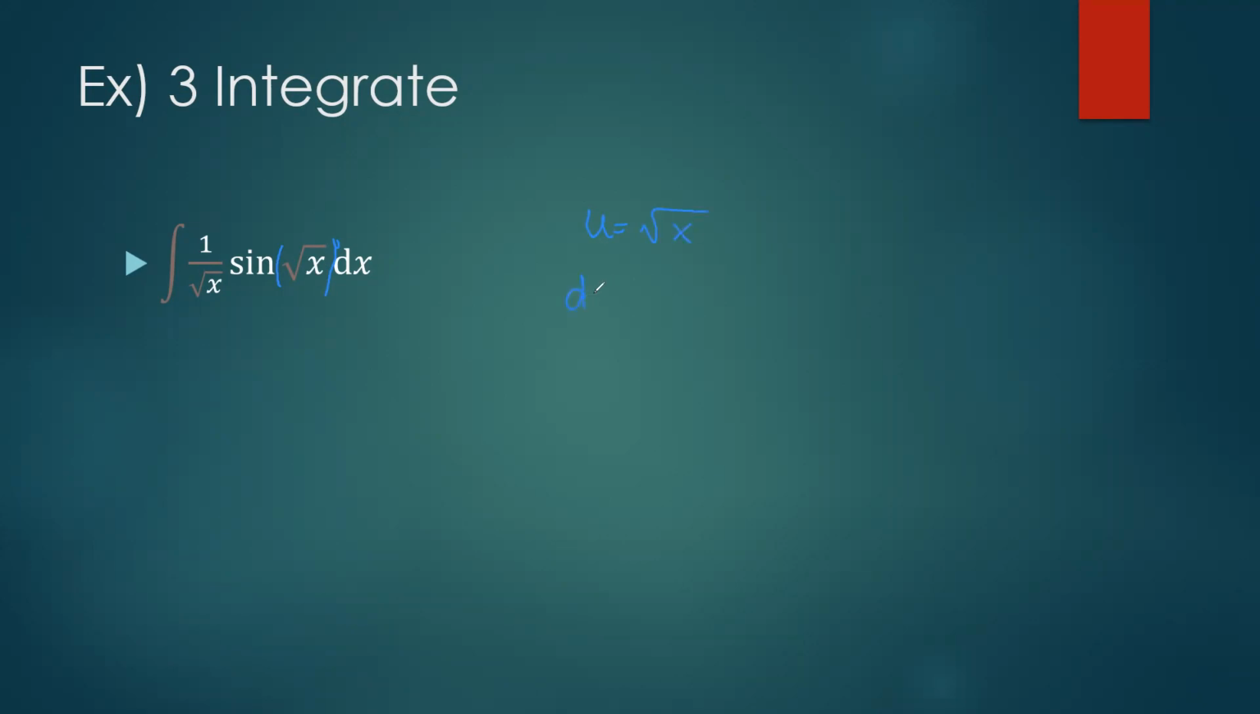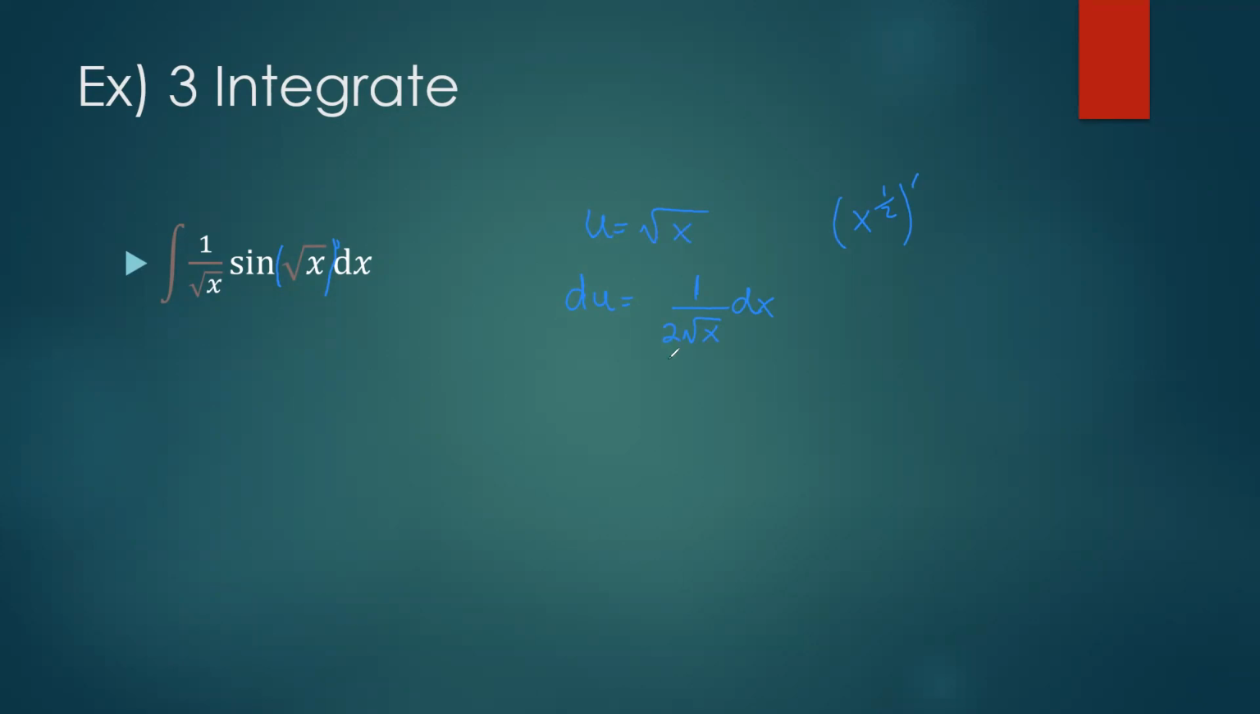And then what would be my du? So basically, what is the derivative of square root of x? It is 1 over 2 radical x dx. If you forgot how to take the derivative of square root of x, basically I just wrote square root of x as a power and took the derivative of that by applying the power rule.